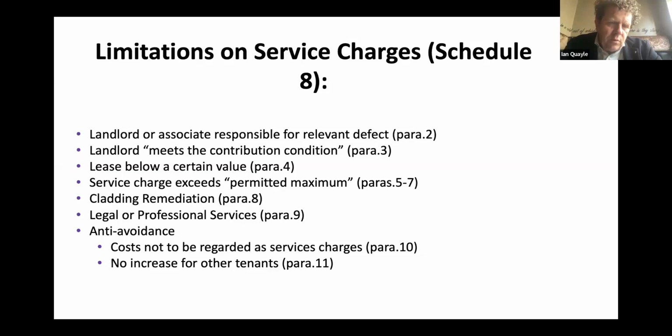And this last point is important. Just because I'm a leaseholder that doesn't have a qualifying lease, does not mean the landlord can lump all the monies that he can't recover from other leaseholders into my service charge. So in other words, where leaseholders are protected under Schedule 8, the landlord either meets the cost itself or alternatively claims under a government scheme.